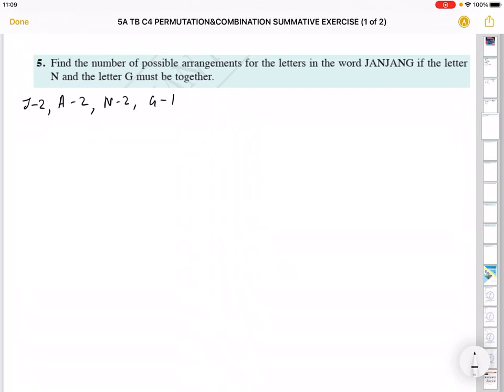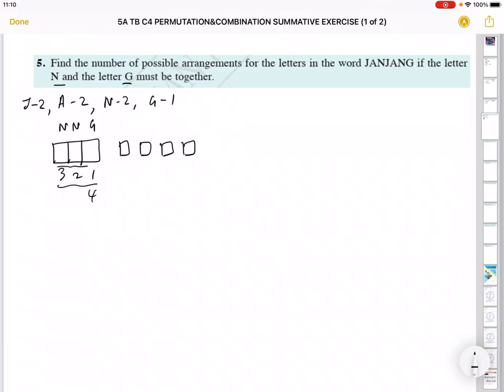But the thing is, we have to put letter N and G together, right? Okay, so how many letters N and G do you have? I got 2 letter N, sorry, and 1 letter G. So I just tie them together. So how many ways here? This will be 3 factorial, right? And you have 1, 2, 3, 4 left. So now let's just arrange it without considering repeating letters, right? So this will be 3 factorial. Then I have a block here.